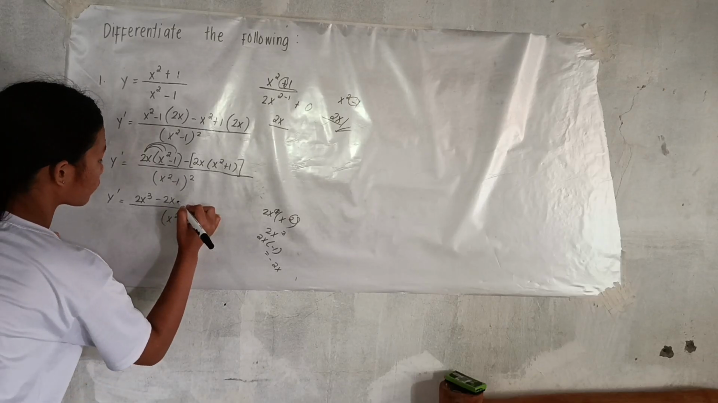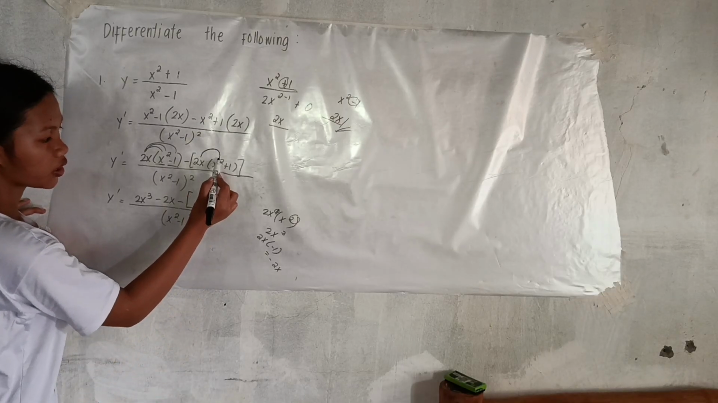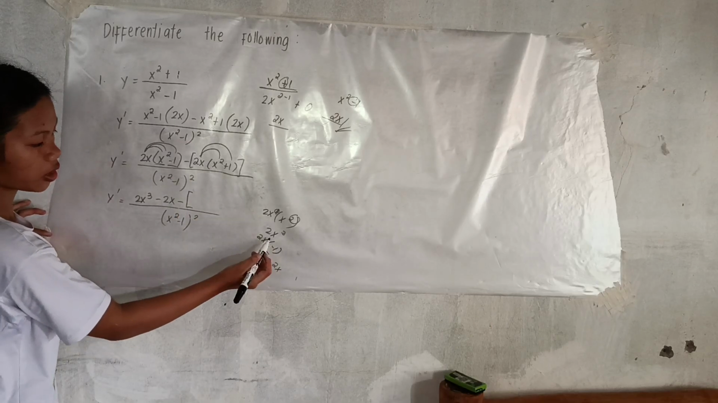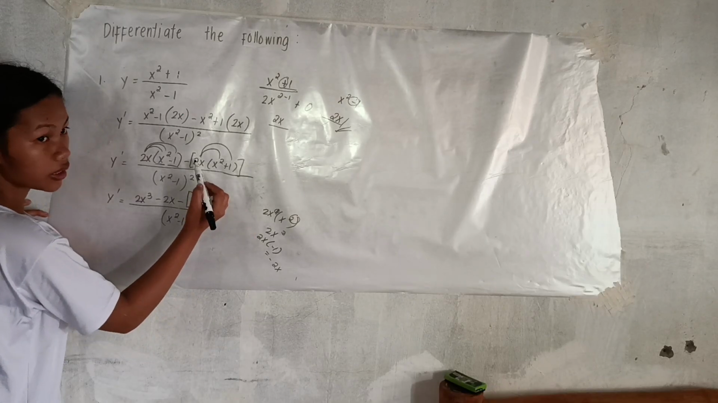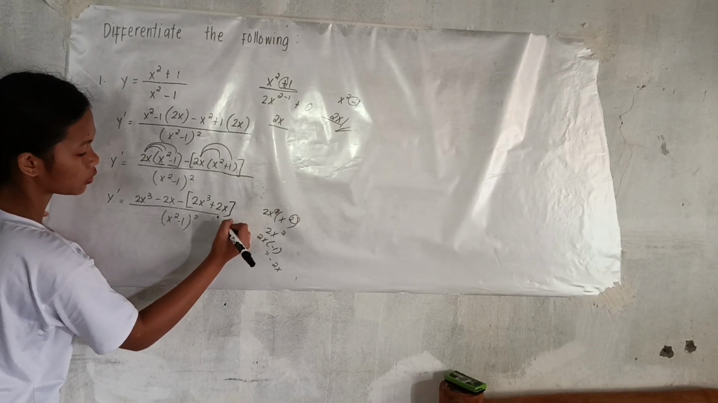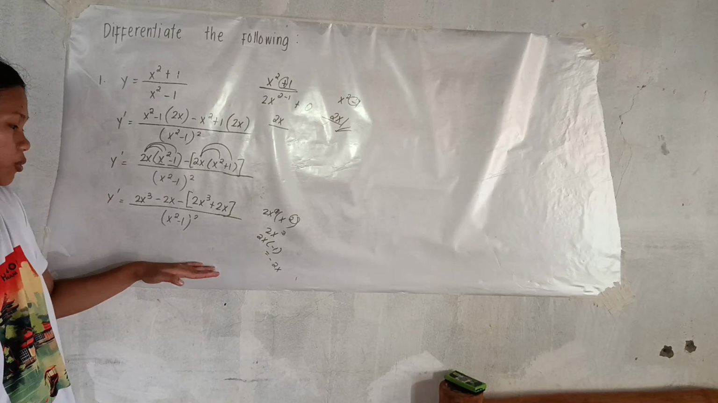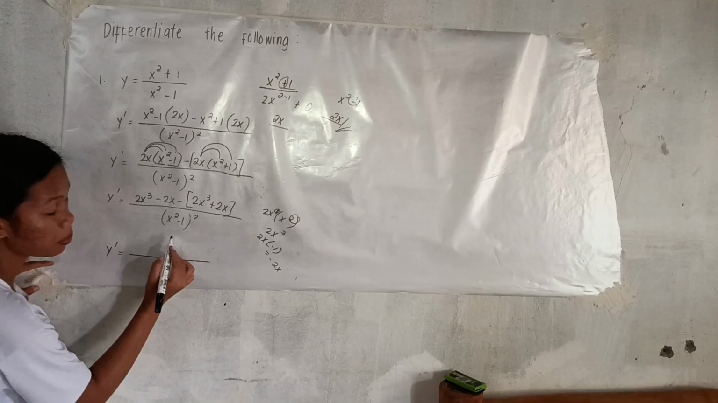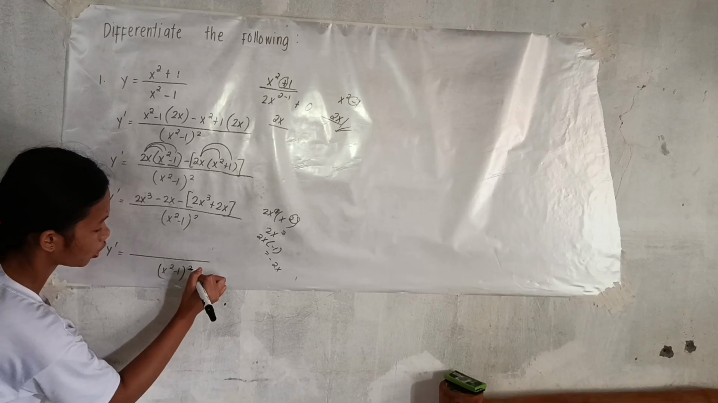Minus, i-multiply lang gihapon nato siya ari sa kada term. So, 2x times x squared. So, pareha gihapon, 2x cubed. Nya, 2x times 1, mahimong positive 2x. So, dili pa gihapon siya simplified na form. So, ato gihapon siya i-simplify. So, copy lang gihapon ang denominator, x squared minus 1 squared.